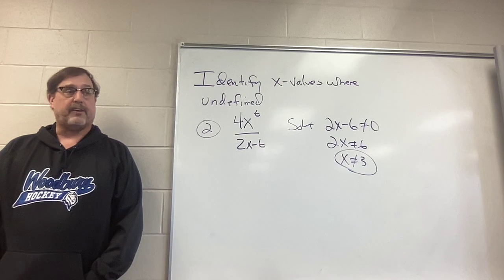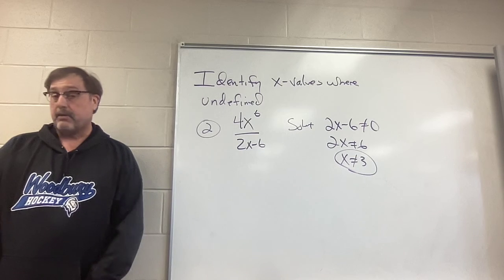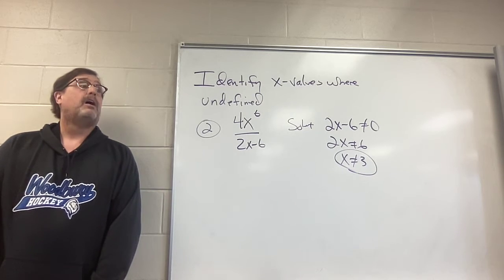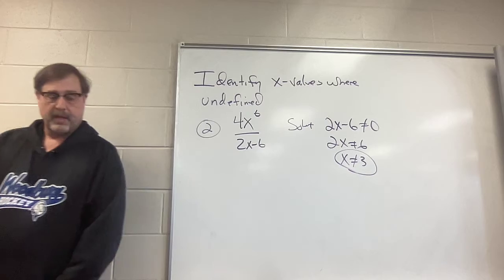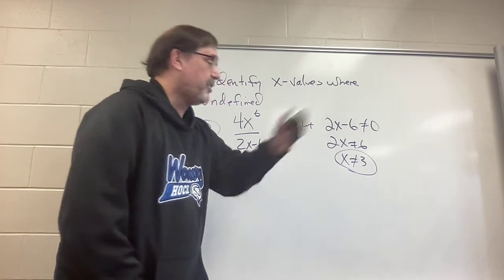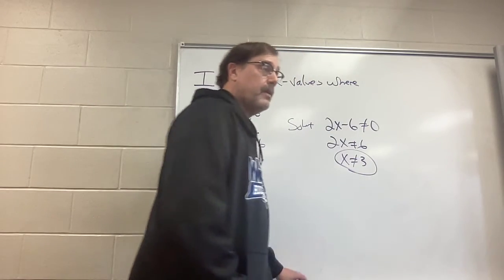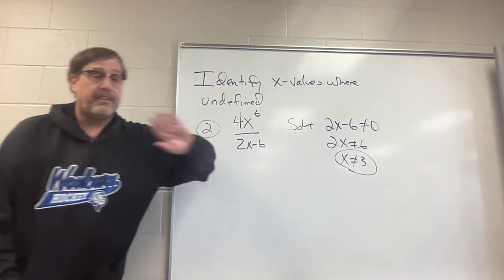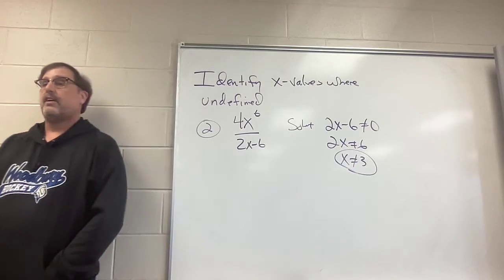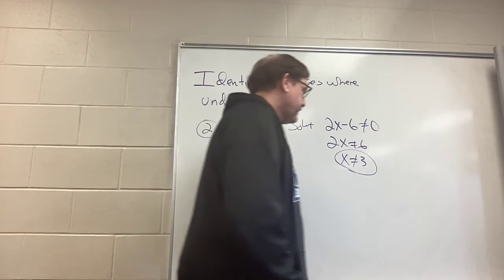Well, that's pretty interesting. So when the bottom, the denominator, equals 0, undefined. All right, number 2. Wait, so that's the answer? That's the answer. X cannot be 3. So you don't take off the 2. When it says what's undefined, it just needs this. Awesome. Okay.